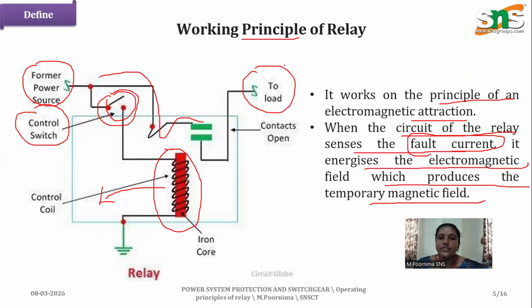When it sends the fault current, what happens? This switch gets closed and energized. It gets attracted, and what happens? This contactor will open, and the source-to-load power connection gets disconnected. So this is the main working principle of a relay.